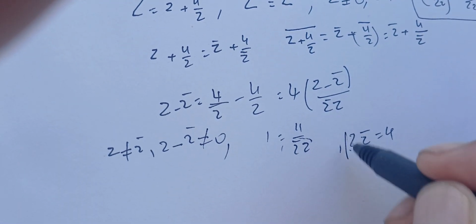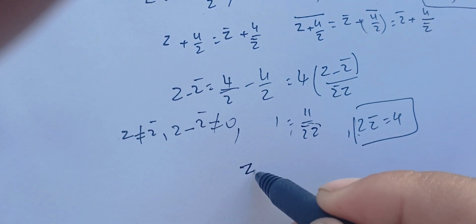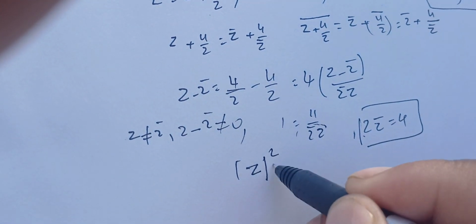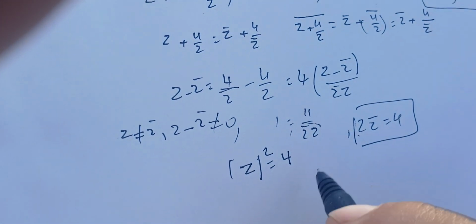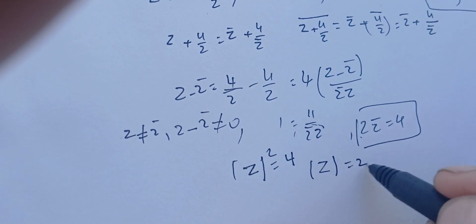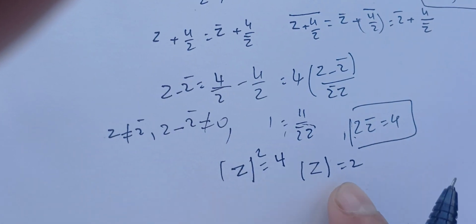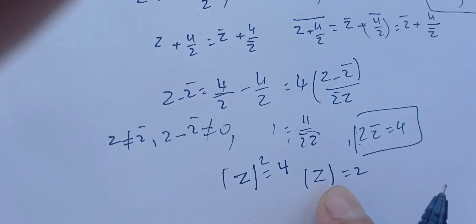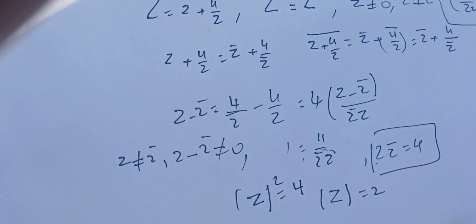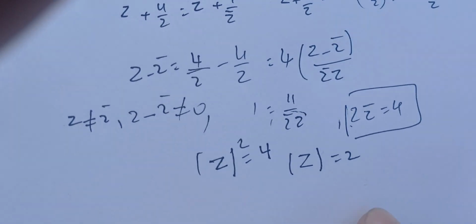But using the definition, this is just the modulus of z squared is 4. That means the modulus of z is 2. So this is always real. It's always positive. We don't accept the negative values. That's why you have only 2.